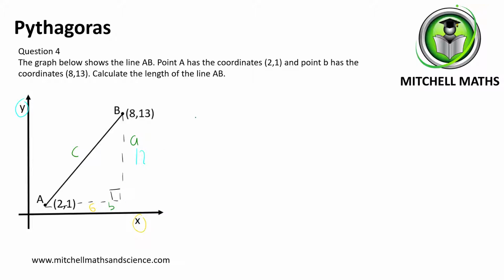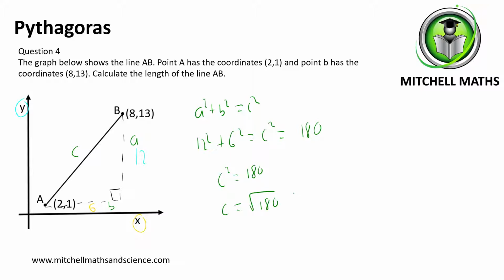And then again, now that we've got this, it's just plugging numbers into the formula. A squared plus B squared equals C squared. We've got 12 squared plus 6 squared equals C squared, or equals 180. Therefore, if C squared equals 180, we're going to need to square root both sides. C equals the square root of 180, which is 13.4. And 13.4 is the length of AB.